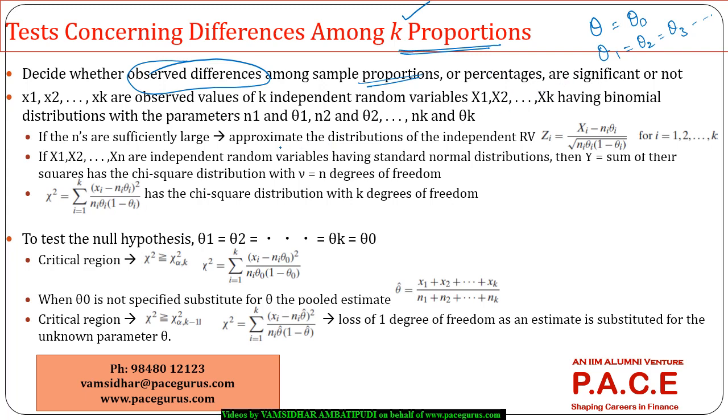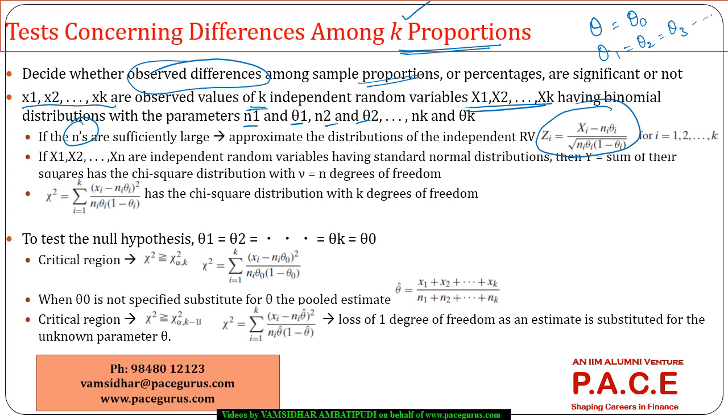So if you simply look at different observed values x1, x2, x3, xk, these are the proportions of k independent random variables x1, x2, xk. They are having a binomial distribution, parameters n1 theta 1, n2 theta 2, so on. Now if n is very large, I can very well approximate the binomial distribution to a normal distribution. So each one can be converted into an appropriate standard normal distribution, xi minus ni theta i divided by square root of ni theta i into 1 minus theta i.